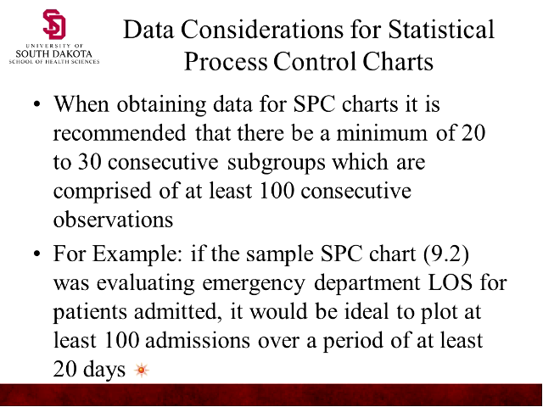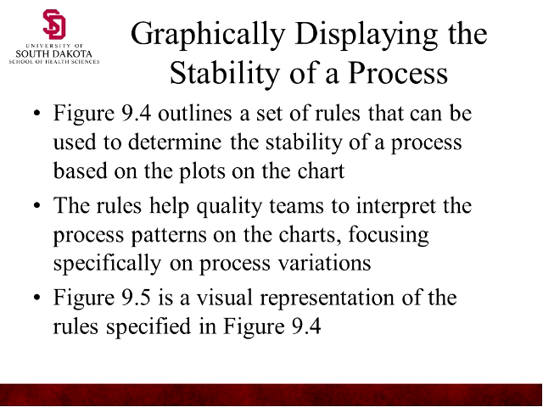So you want to be able to do that because it would be statistically significant. If you followed 3 admissions over 5 days, it wouldn't be quite as significant or quite as helpful. Now, the figure 4 we're going to see in the next slide outlines a set of rules that can be used to determine the stability of a process based on the plots of the chart. And these rules help quality teams to interpret the process patterns on the charts. They focus specifically on process variations.